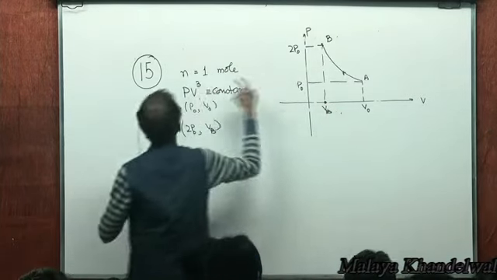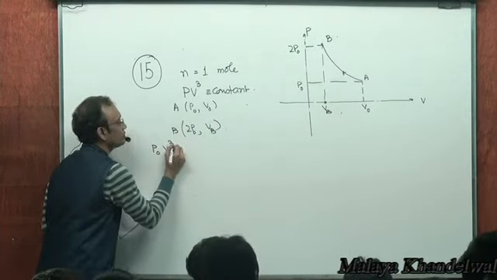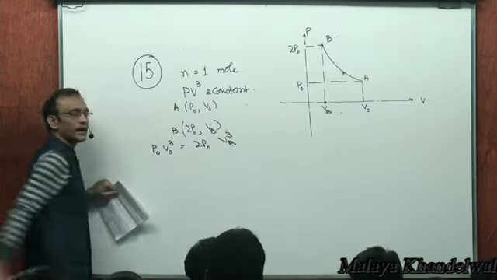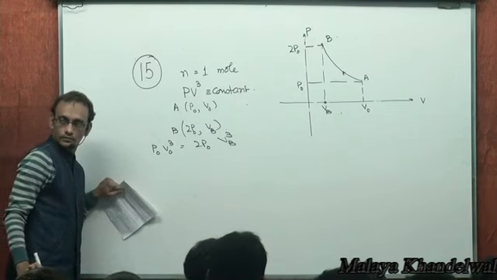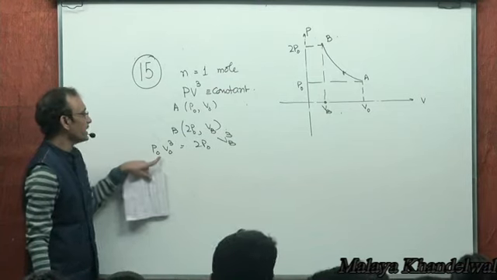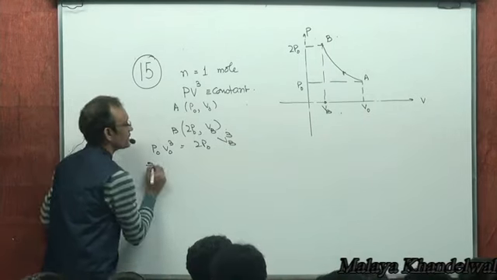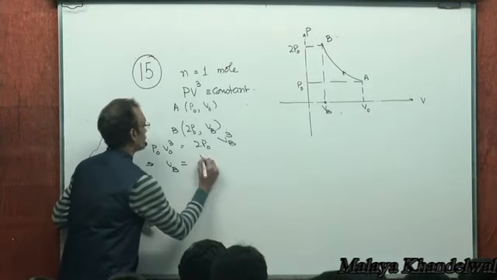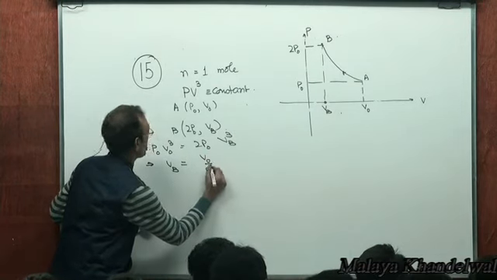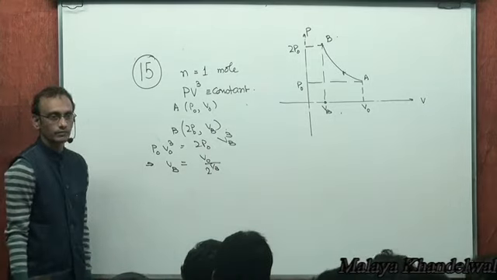And how do I calculate VB? I can apply PV cubed equal to constant. So P naught V naught cubed must be 2P naught into VB cubed. Pressure at A into volume at A cubed is pressure at B into volume at B cubed, right? So that gives me VB equal to V naught divided by 2 to the power 1/3. That's VB. Clear?